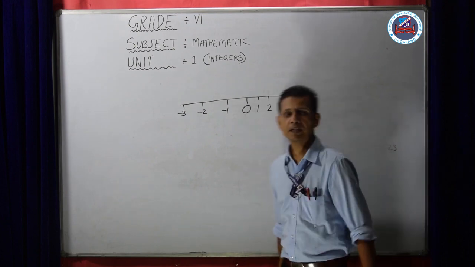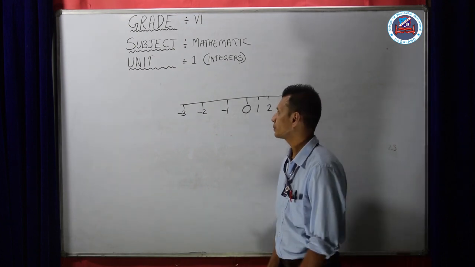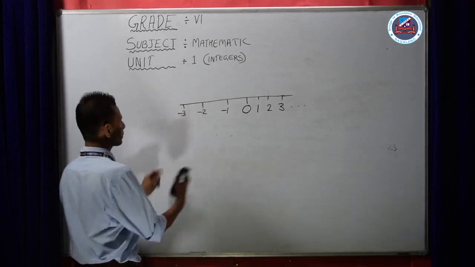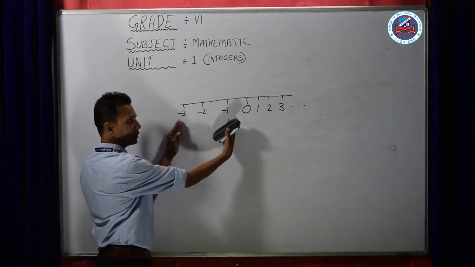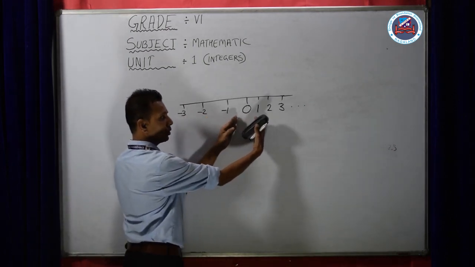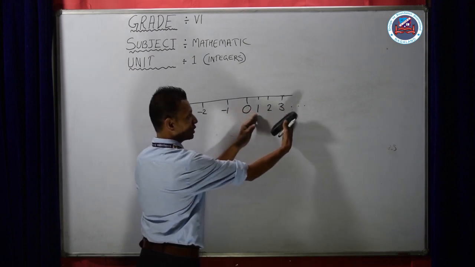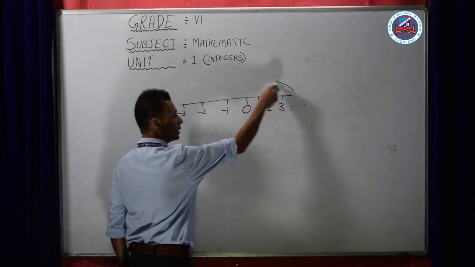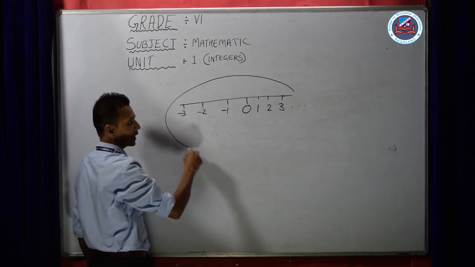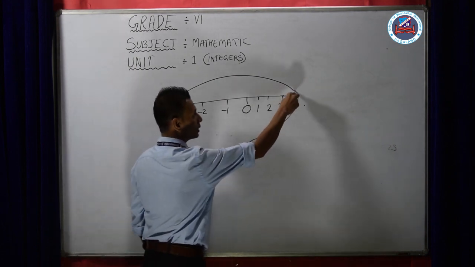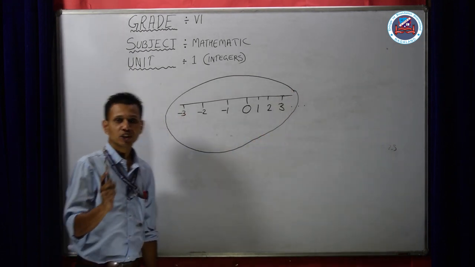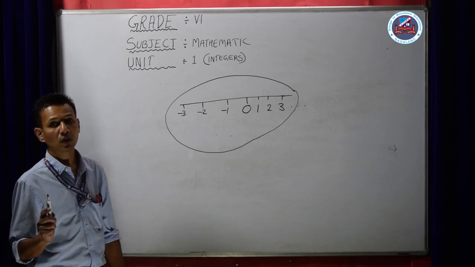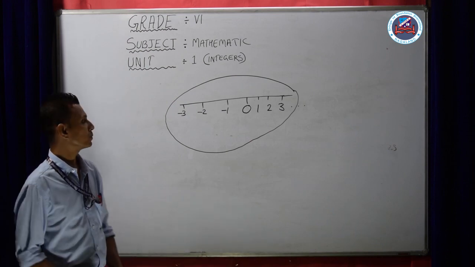Now, let me come straight to the point. Negative numbers, 0 and positive numbers, together the entire set of numbers gets a special name in maths called integers.